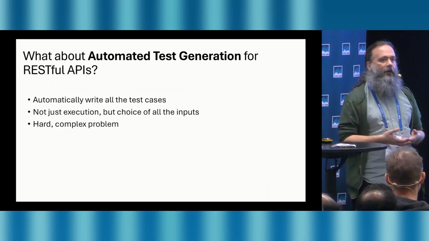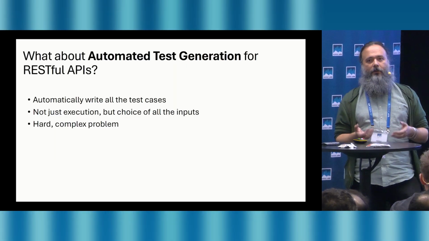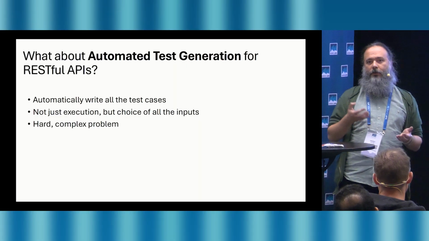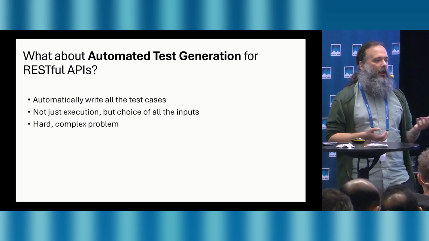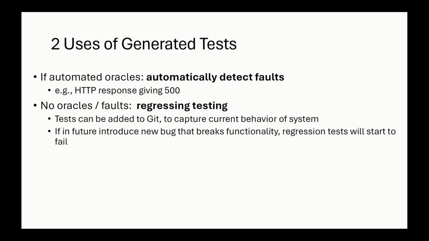So what if we could generate test cases automatically? And I'm not talking about the execution of the test cases, but making all of those choices related to query parameters and body payloads all automatically. So that's the idea. And if you manage to do it, let's say that you have a tool that can generate test cases by making all the choices in the body payloads, query parameters, and so on for every single endpoint, then what are you going to do with those test cases?